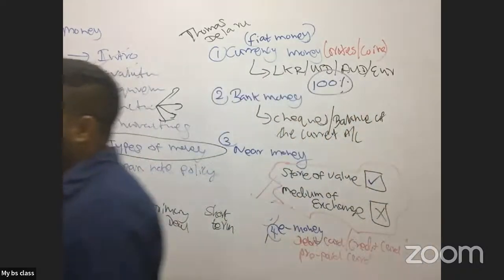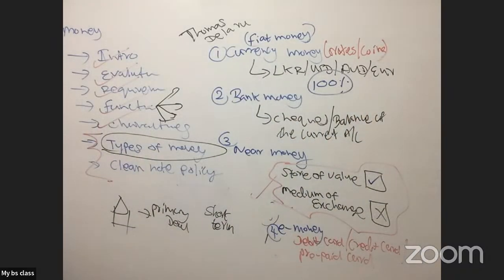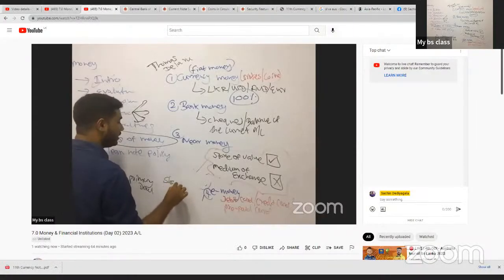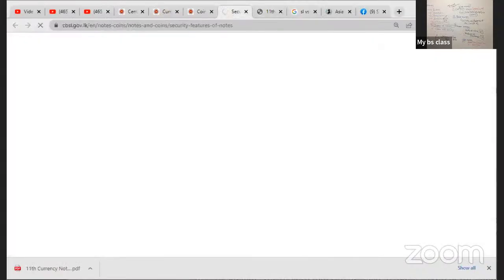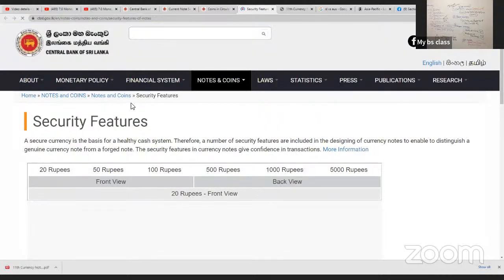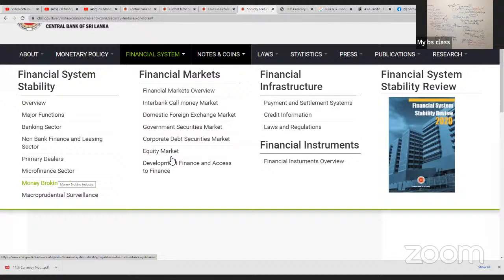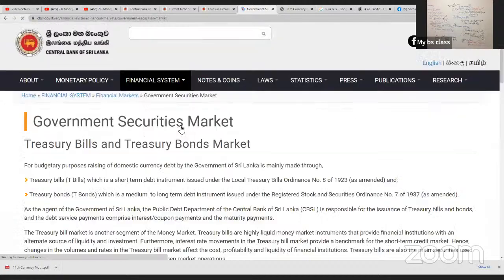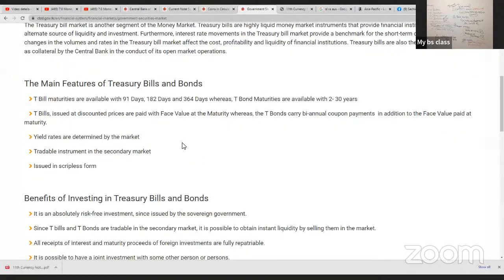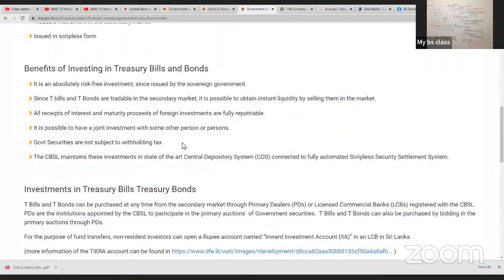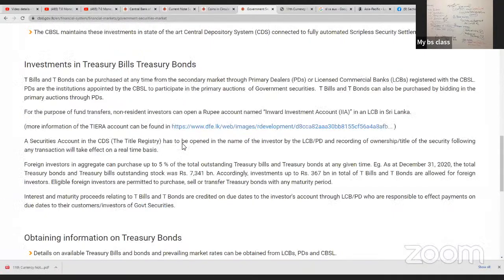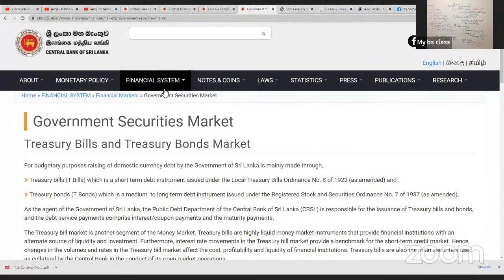Now I'm going to give you an explanation. Let me show you the CBSL website. You can go to the financial system, then the government securities market. So you do have bills and bonds, treasury bills and bonds here. Right. Correct.